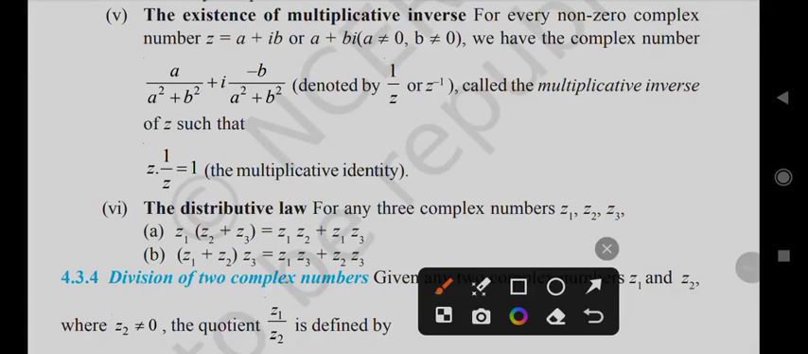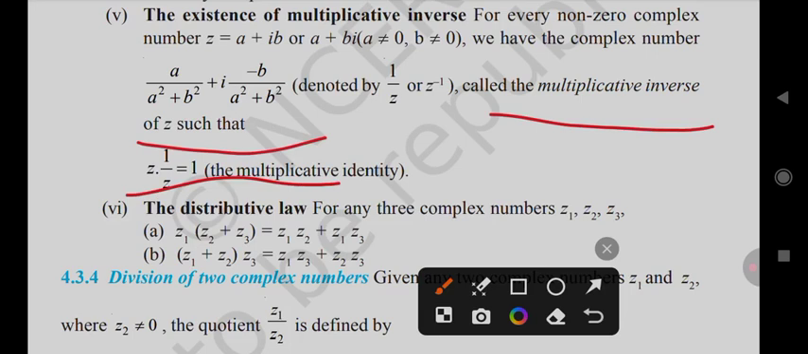The multiplicative inverse: for every non-zero complex number z equal to a plus ib, a not equal to 0, b not equal to 0, we have the complex number a by a square plus b square plus i into minus b by a square plus b square, denoted by 1 by z or z power minus 1. We call it the multiplicative inverse of z, such that z into 1 by z is equal to 1, the multiplicative identity.